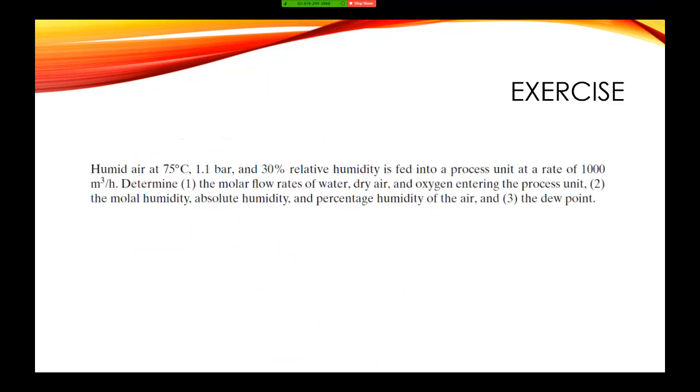Okay, so here is another exercise to use these equations that we just saw. It says humid air at 75 degrees Celsius and 1.1 bar, and 30% relative humidity is fed into a process unit at a rate of 1,000 cubic meters per hour. Determine the molar flow rates of water, dry air, and oxygen entering the process. Second, the molar humidity, absolute humidity, and percentage of humidity of the air. And third, the dew point. So we have to do all that.